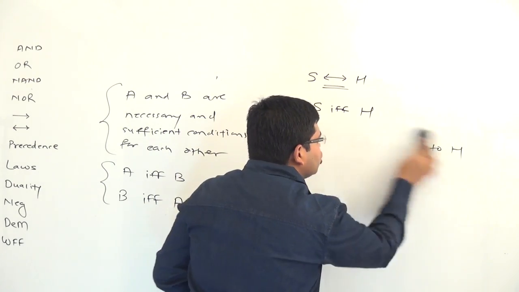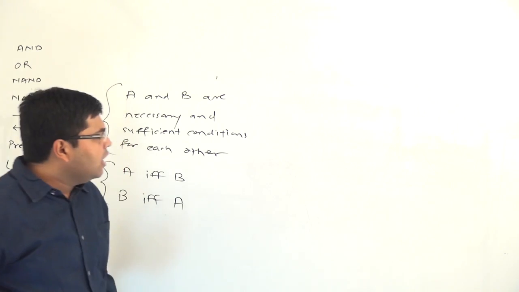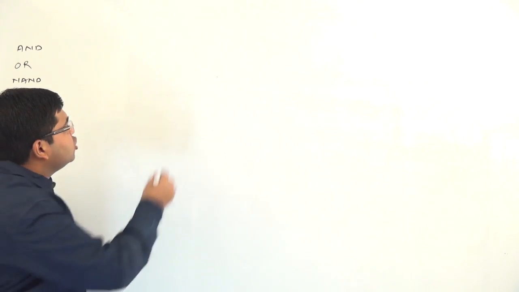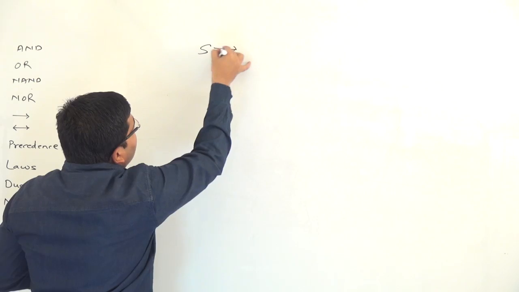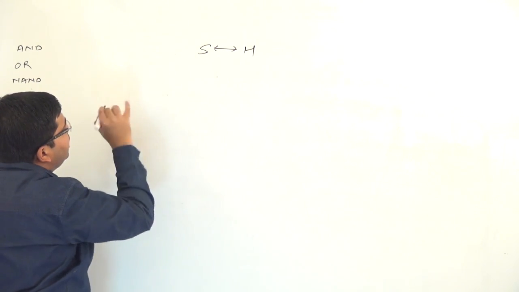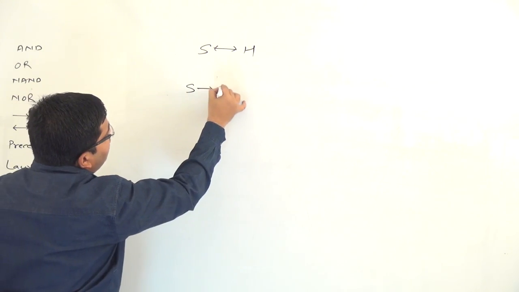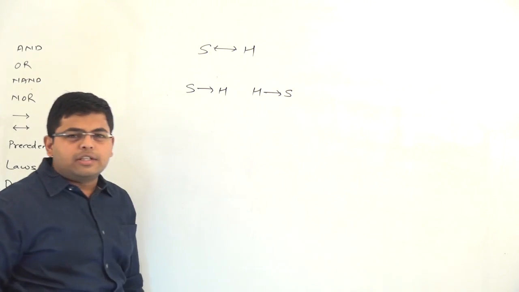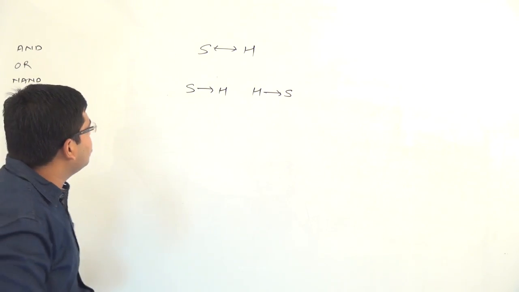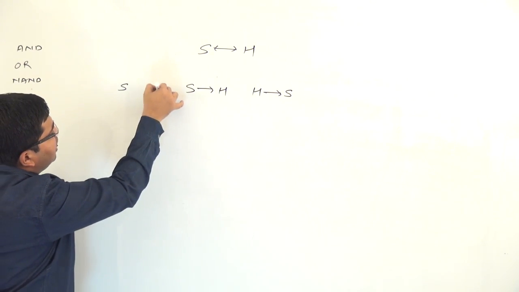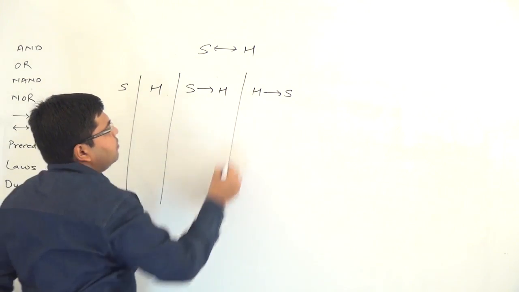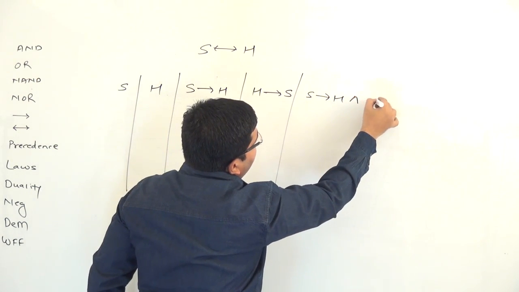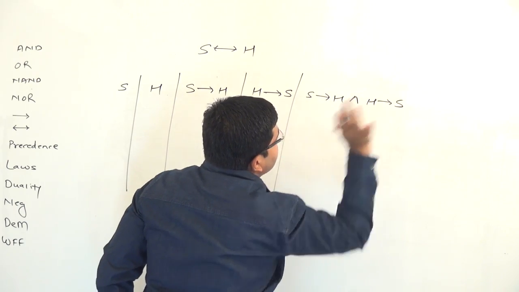We can draw the truth table for double implication, and we will draw the truth table with the help of implication. So let us see. Sunday double implies holiday means Sunday implies holiday and holiday implies Sunday. That is the basic meaning of double implication. It is implication in both the sides. And let us take the variables Sunday, holiday. And here we will do the ANDing: Sunday implies holiday and holiday implies Sunday.